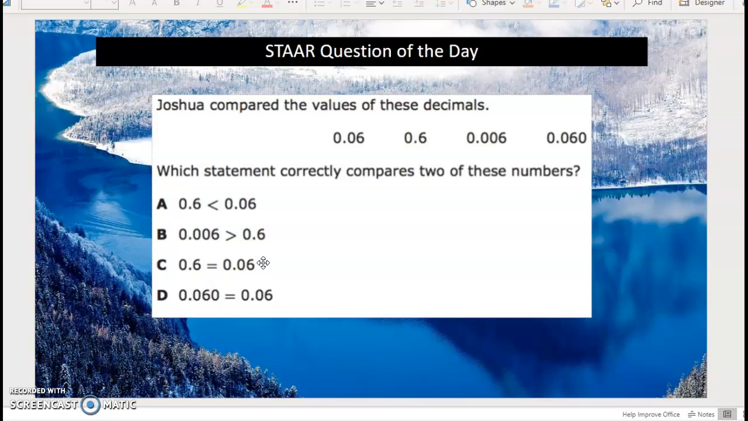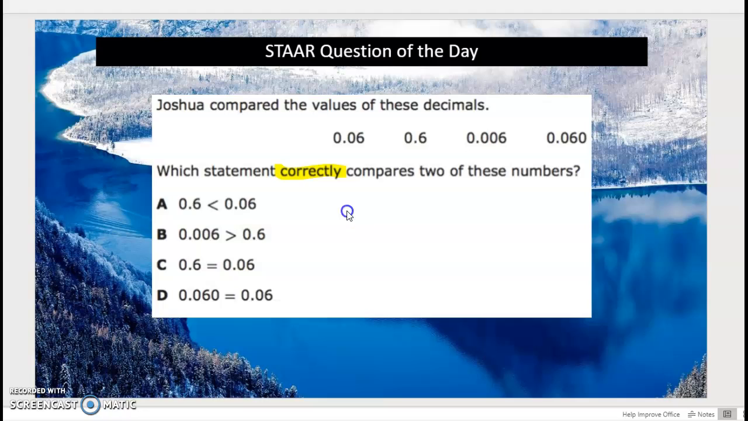Okay, so we're really just looking at two of these numbers, so we have to look at the statement which is true. We are looking for something that is correct. So three of these will be incorrect and one will be correct. Okay, here is 6/10 less than 6/100?